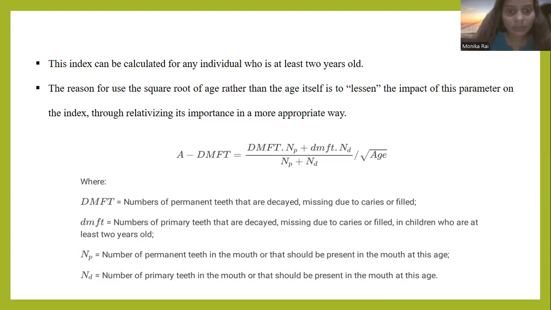So ageless DMFT is equal to DMFT, that is the number of permanent teeth that are decayed, missing due to caries or filled, divided by the number of permanent teeth in the mouth or that should be present in the mouth at this age, plus small dmft, indicating primary decayed missing filled teeth in individuals who are at least 2 years of age, divided by the number of permanent teeth present in the mouth at this age, plus ND, that is the number of primary teeth. NP is permanent and ND is primary teeth that are present at this age. So there are two or three things to remember. First, A stands for ageless, we are using it in both primary and permanent dentition, and the age should be at least 2 years.